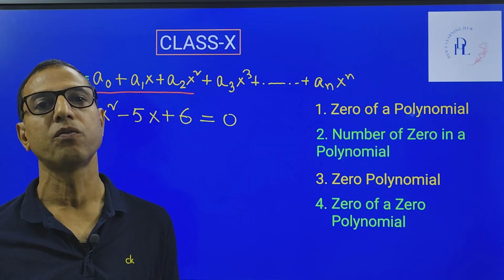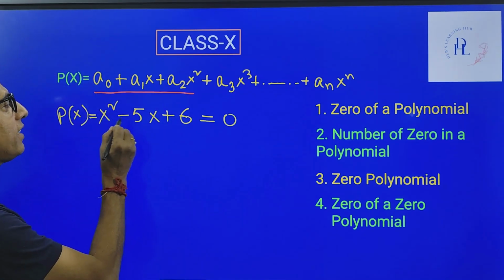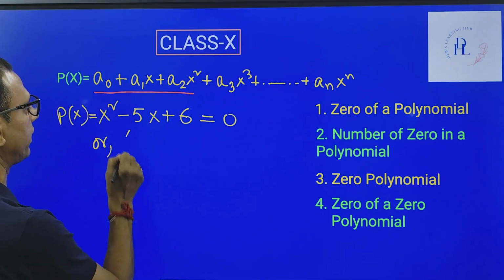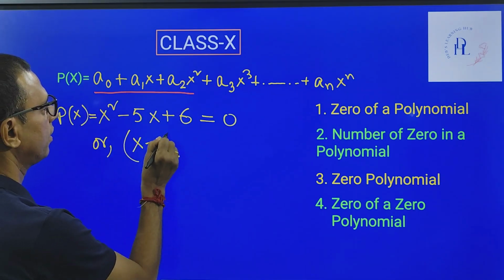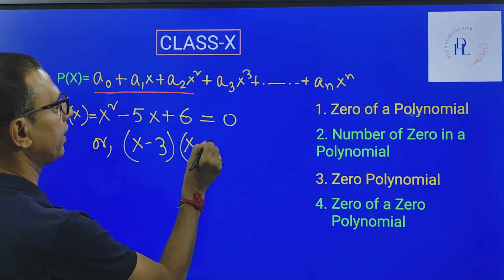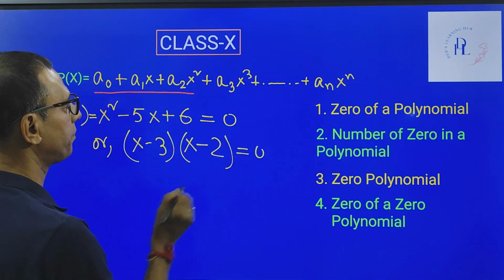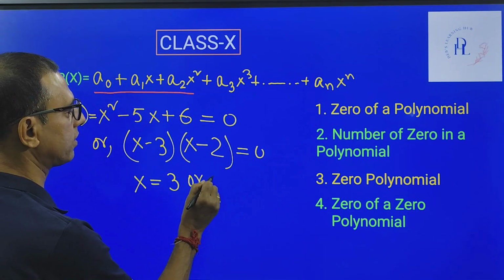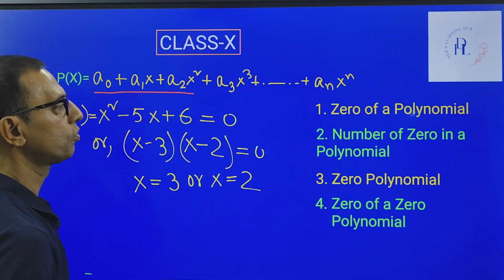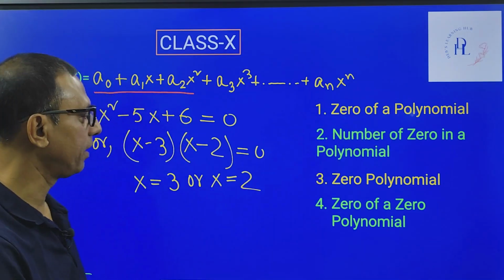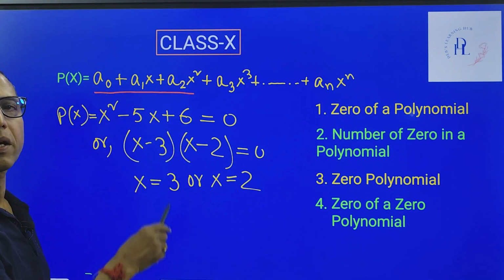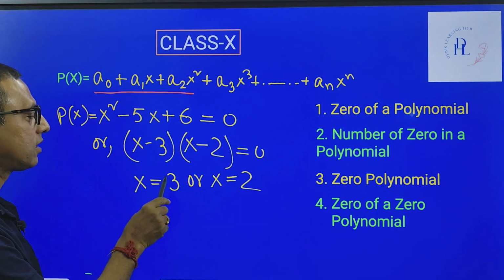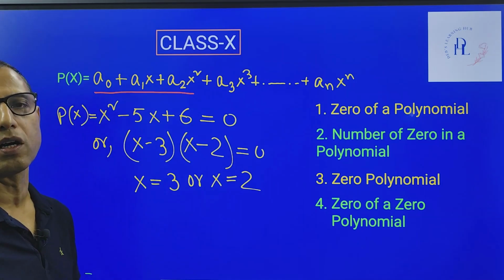From the quadratic equation, you know how to find out the value. One of the methods is factorization. If I factorize x square minus 5x plus 6 equals to 0, we can write it like this: x minus 3 into x minus 2 equals to 0. That means either x equals to 3 or x equals to 2. So zero of a polynomial means ये polynomial x square minus 5x plus 6 का value 0 होगा अगर x equals to 3 और x equals to 2 होगा.